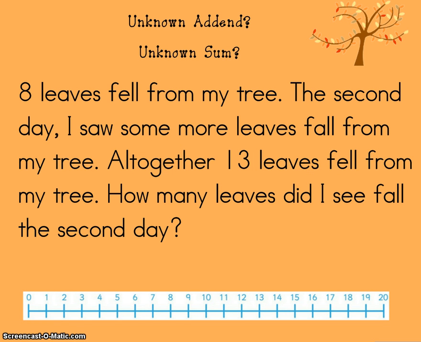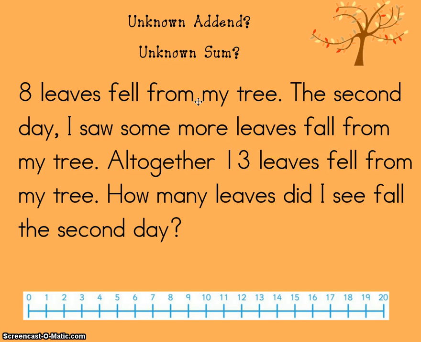It says, 8 leaves fell from my tree. The second day, I saw some more leaves fall from my tree. Altogether, 13 leaves fell from my tree. How many leaves did I see fall the second day? So the first thing we need to figure out, are they asking me to find the sum? Or are they asking me to find an unknown addend? Well, I'm going to start writing my number sentence to help me figure that out.